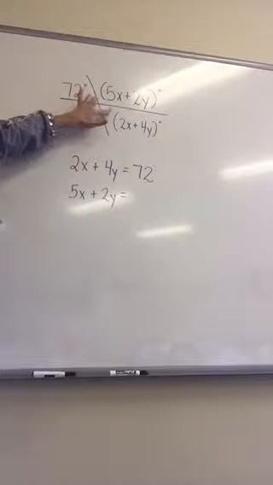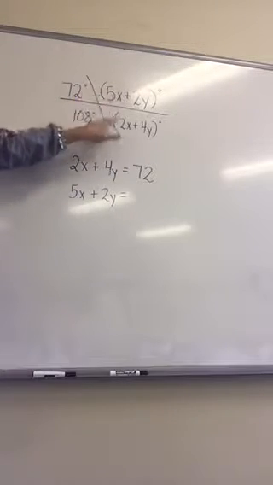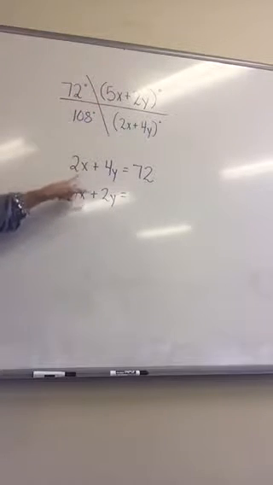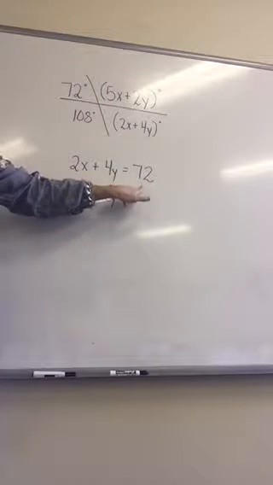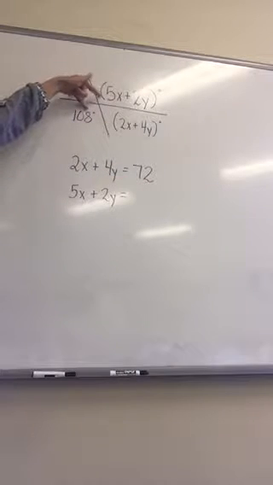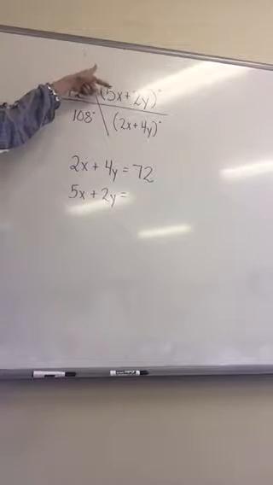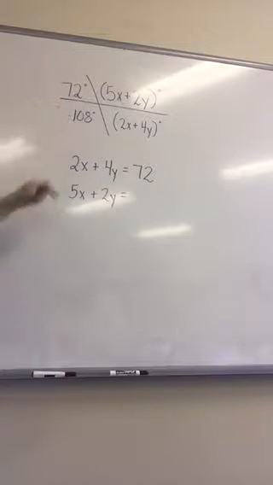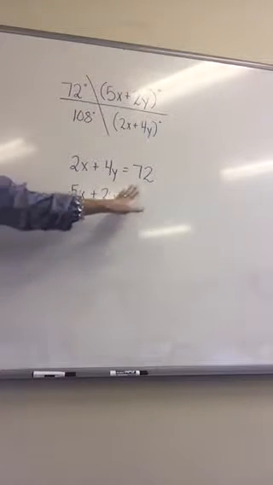If these vertical angles are congruent, then we can say 2x plus 4y equals 72. You'll see that I have that written, 2x plus 4y equals 72. Our other set of vertical angles is right here. So we can set those equal, say 5x plus 2y equals 108. 5x plus 2y equals 108.